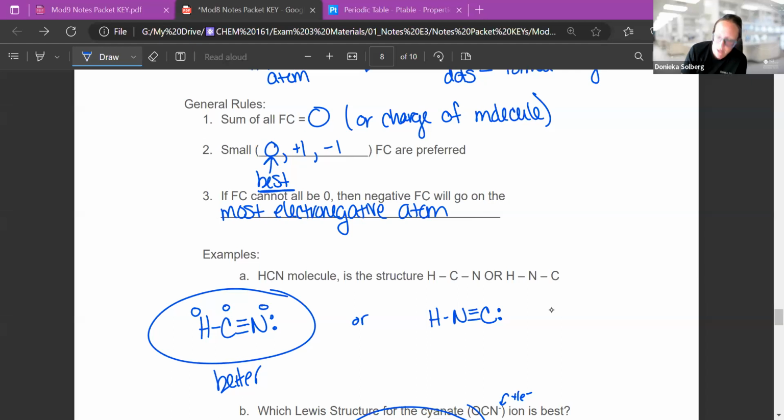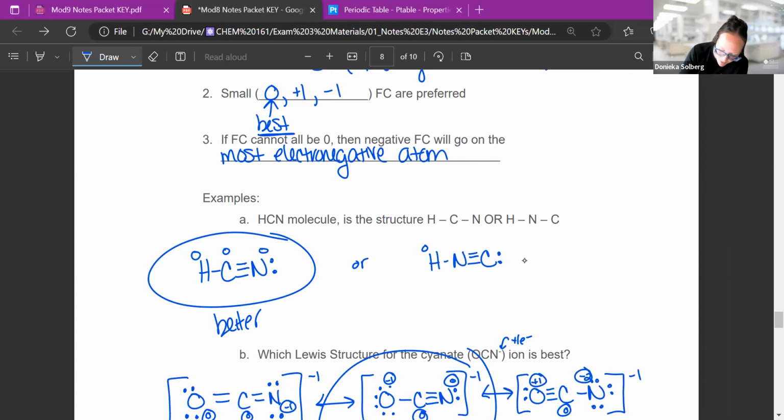Okay, so over here, hydrogen again has 1 minus 1 is 0. Nitrogen has 5 minus 4 bonds, so it's just 1, or plus 1. And then carbon comes with 4, so I would go 4 minus 3 minus 2 is negative 1. So the first structure is the better one because of that.